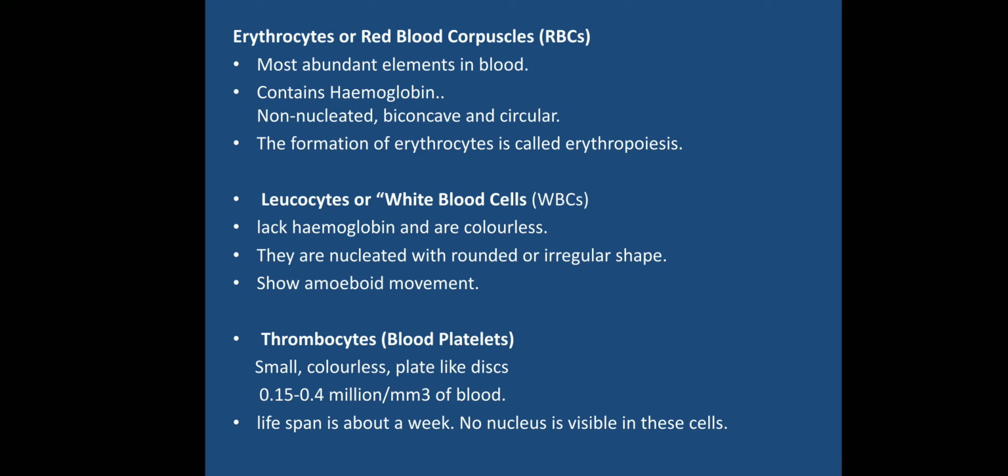Leukocytes, leuco meaning white or colorless, are called white blood cells or white blood corpuscles. They lack hemoglobin, and apart from hemoglobin they do not contain any other type of pigment, and hence they are colorless. They are nucleated, and this nucleus can be of different shapes. It can be without any lobe, it can be spherical, or it can have different types of lobes, multilobular. These WBCs show amoeboid movement. It means they form pseudopodia, by which they engulf any foreign particles coming into the body, and hence they provide protection against different types of foreign particles.